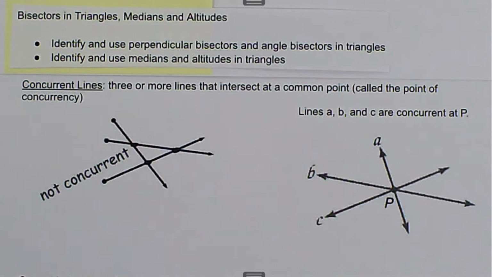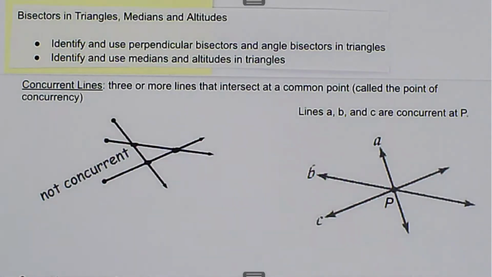We are talking about bisectors and triangles, medians and altitudes, and we want to identify and use perpendicular bisectors and angle bisectors and triangles, identify and use medians and altitudes and triangles. So we want to talk about a few things, and one of them is concurrent lines. Concurrent lines are three or more lines that intersect at a common point called the point of concurrency.